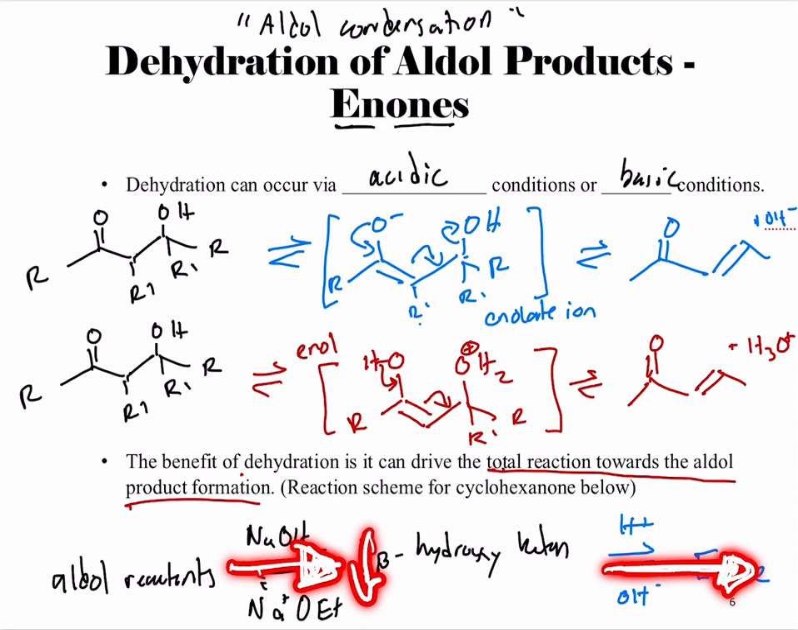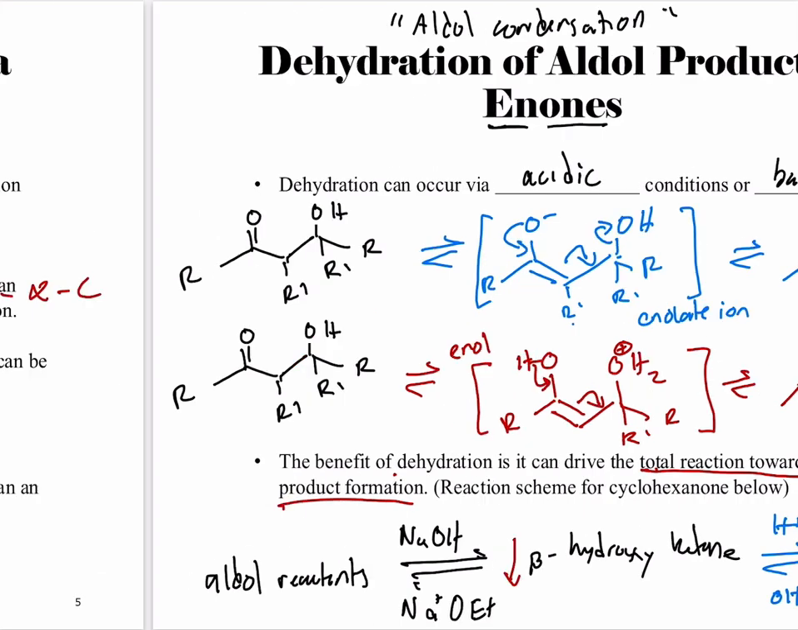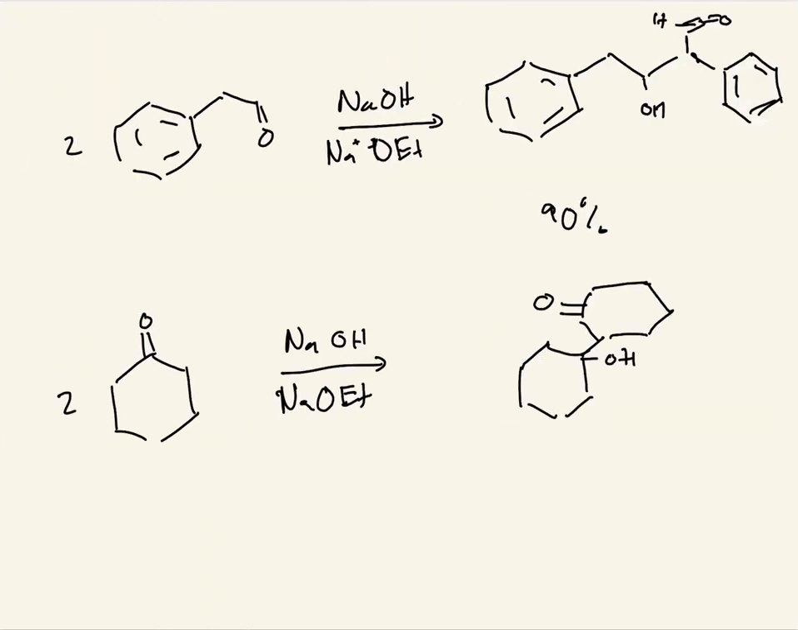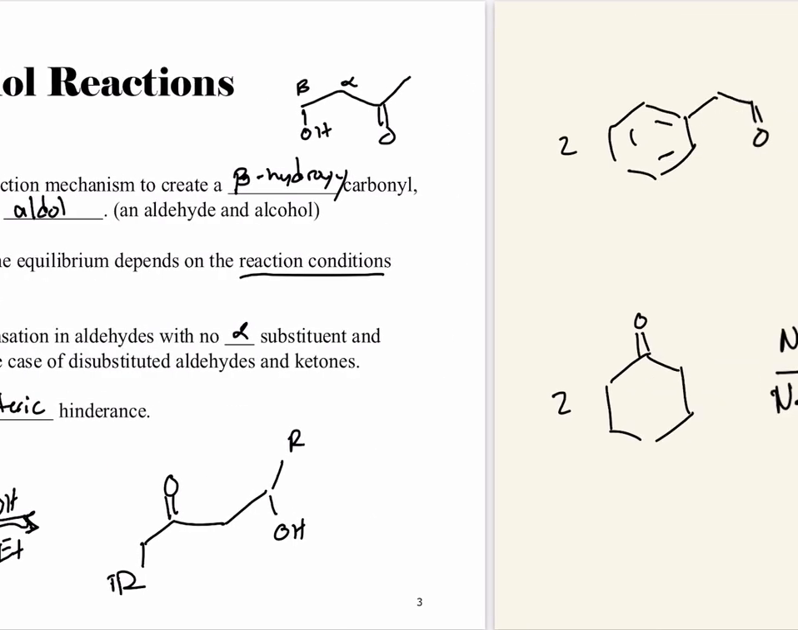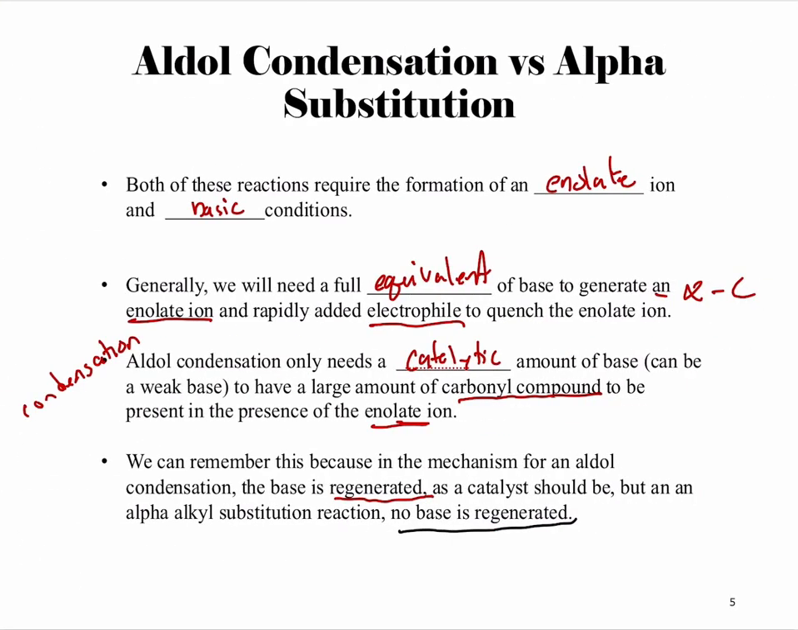So that's the real benefit to this, because you can always rehydrate that double bond if you need to, but this will push the equilibrium towards the formation of the beta hydroxy ketone. Whereas without it, if you have something that only has disubstituted aldehydes and ketones, it's going to be pretty hard, because naturally you're not going to want to form the condensation products. You're going to be happier staying on the reactants side of this equilibrium.